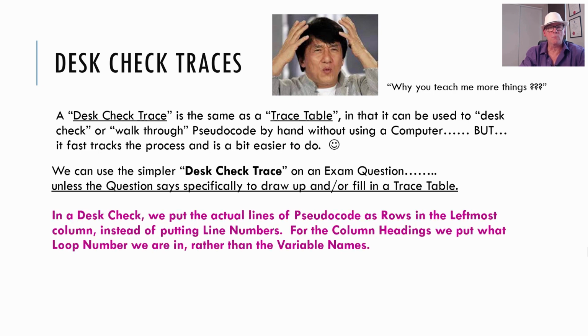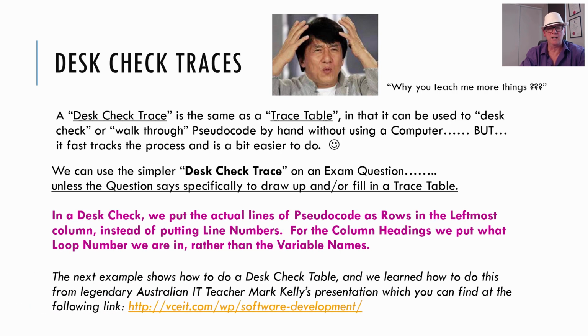All right, so in the desk check, we put the lines of pseudocode actually as the rows in the first column. So we don't have line numbers going 1, 2, 3, 4, 5, 6, 7 down the side. We actually have the lines of pseudocode going down the side to make the rows. And for the column headings, we don't put the variable names, we just put what loop number we're in, okay? So which loop are we currently doing in the program? And you'll see that now in the example.